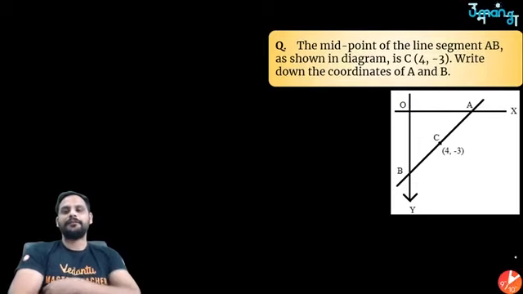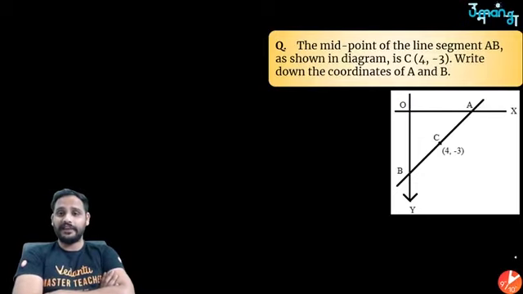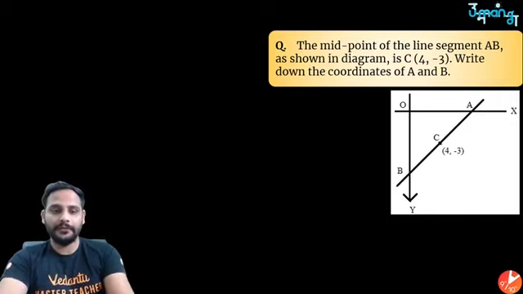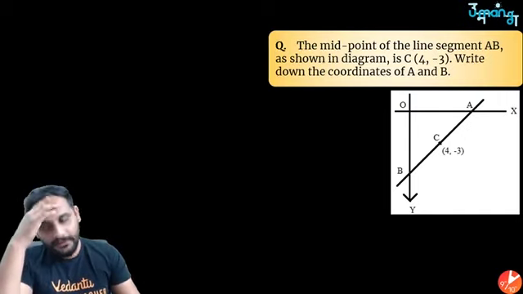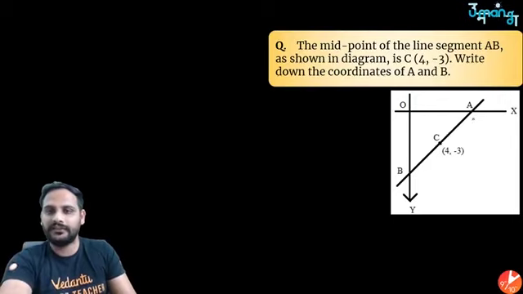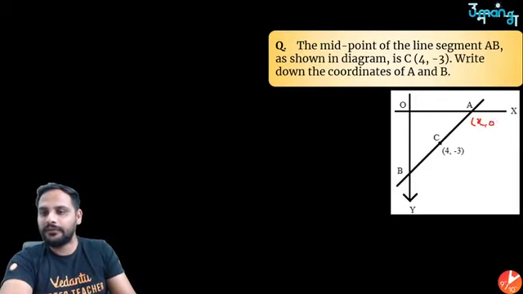Okay, next question देखो. The midpoint of the line segment AB as shown in the diagram is C (4, -3). Write the coordinates of the points A and B. Now here you need to focus on this point. What is the main part, beta? A is on the x-axis, so its coordinates will be in the form (x, 0). B is on the y-axis, so its coordinates will be in the form (0, y).